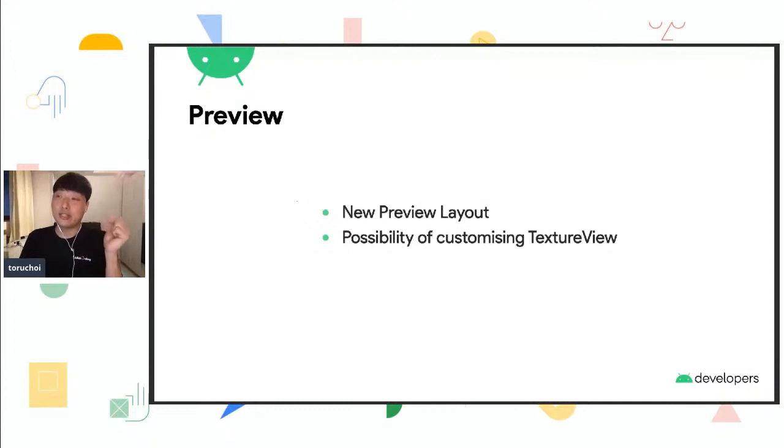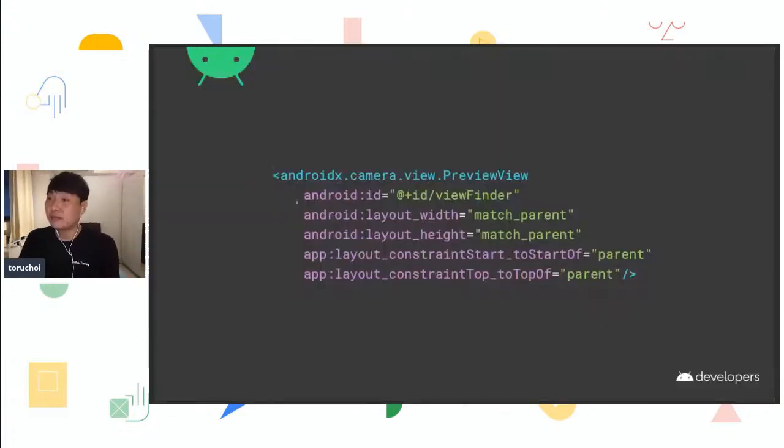Now, CameraX has a preview layout, named PreviewView. Before coming into the beta stage, we used to have TextureView, and Google encouraged us to use TextureView. But with the rise of PreviewView, it is now one of the recommended ways to implement the camera preview. This is a code snippet for XML. It is included in the CameraX UI framework.